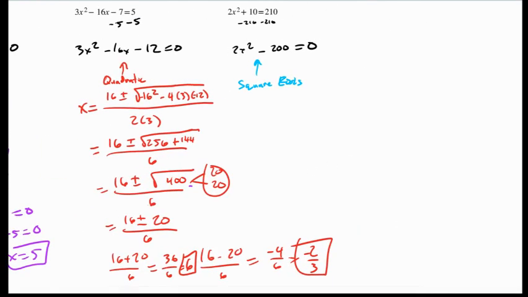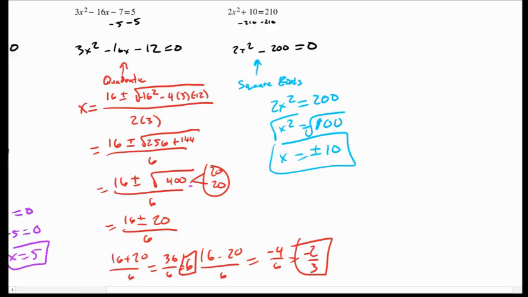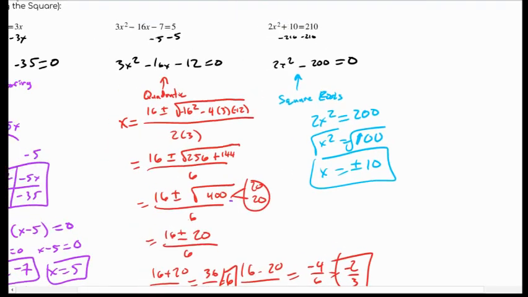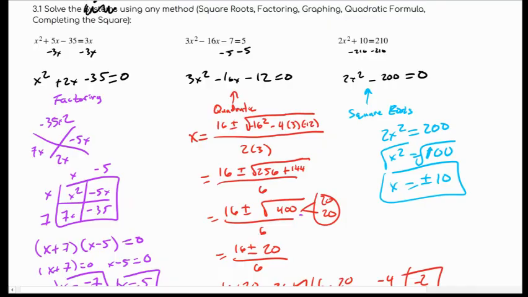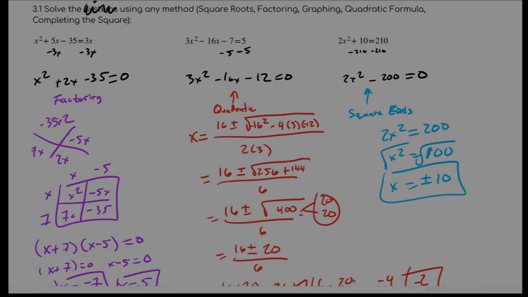And then the square roots here, I'm going to add 200 to both sides, divide by 2, which just gives me 100, square root both sides, which gives me plus or minus 10. Nice simple one to wrap it up. So those are the three different main methods that I like to use: factoring, quadratic formula, and square roots.